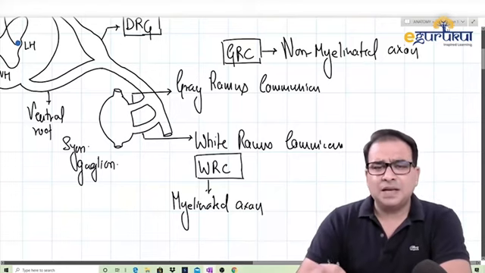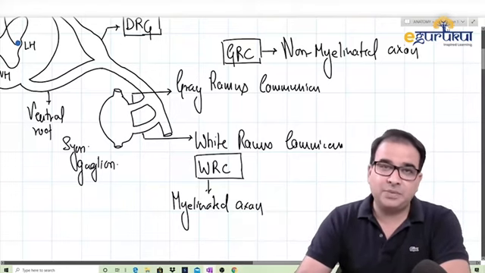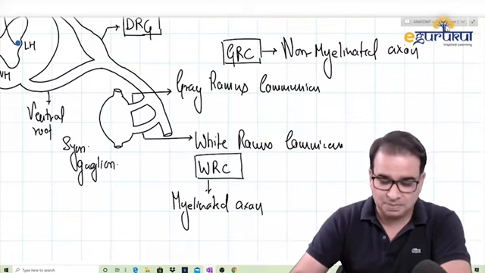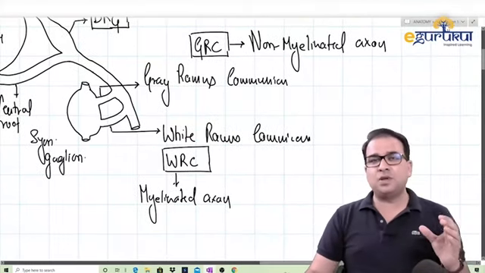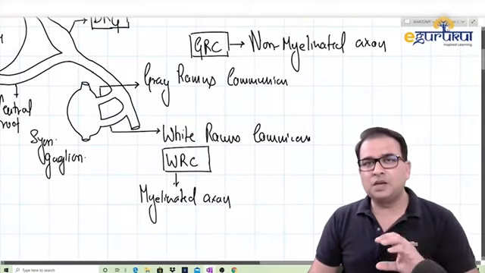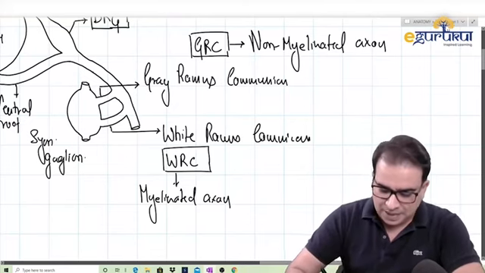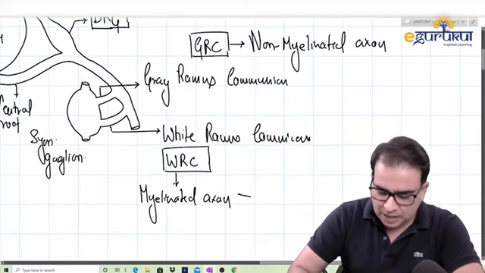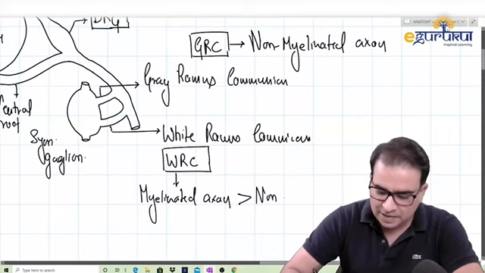But it's not that simple, guys. Myelinated axons don't mean that the white ramus communicans only has myelinated axons. We call it white ramus communicans because the myelin sheath gives it a whitish appearance. But the myelinated axons are way more than the non-myelinated ones here.